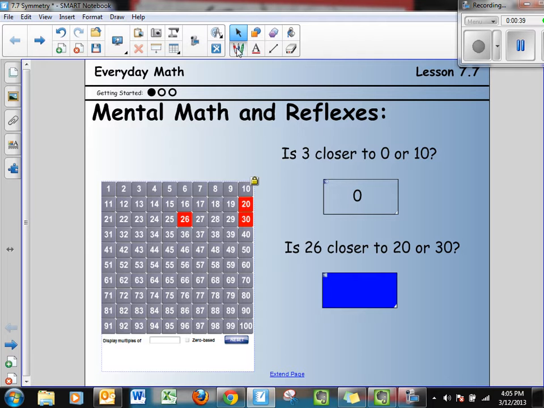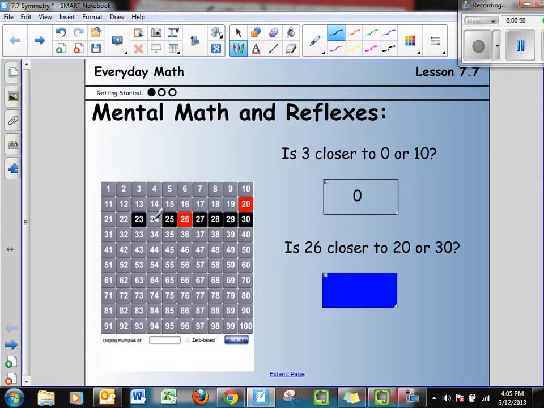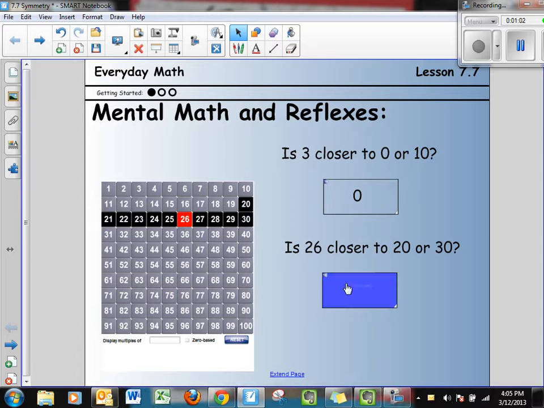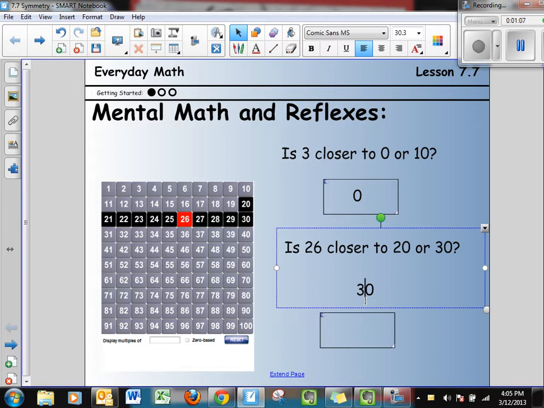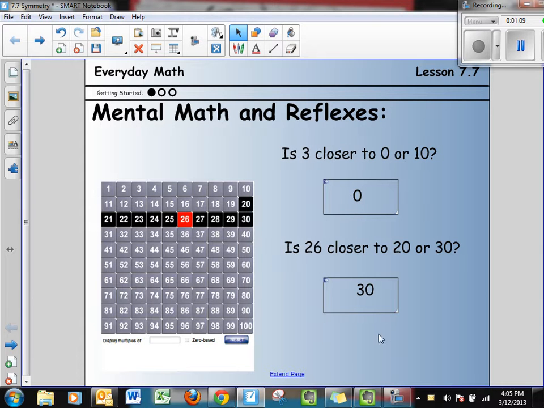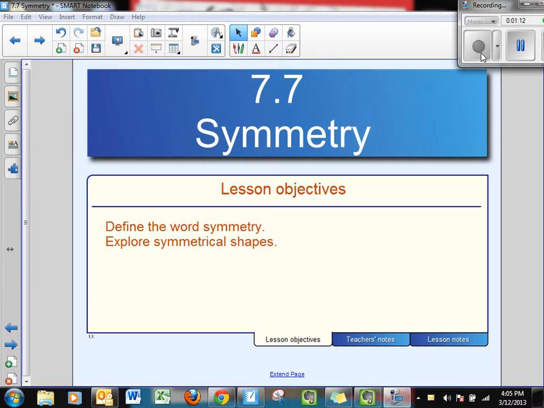So an easy way to tell which one it's closer to is to count the hops. To get from 26 to 30, it would be 1, 2, 3, 4 hops to get to 30. Now in order to get back to 20, 1, 2, 3, 4, 5, 6. So it takes us 6 hops to get back to 20, and it only takes us 4 hops to get to 30. So it actually gets to 30 a lot quicker. So 30 would be the correct answer. So if you said 30, you are correct.